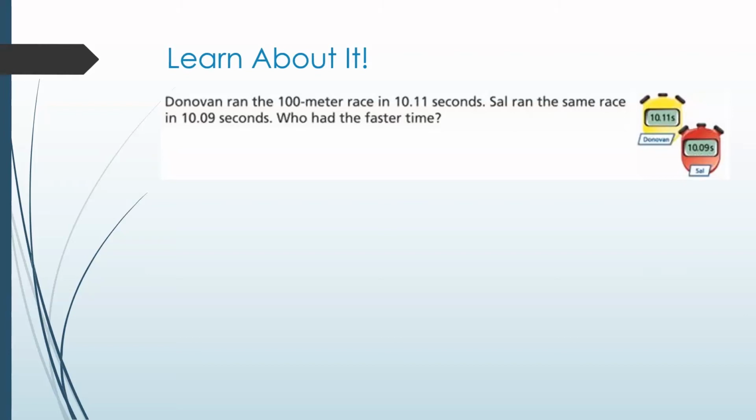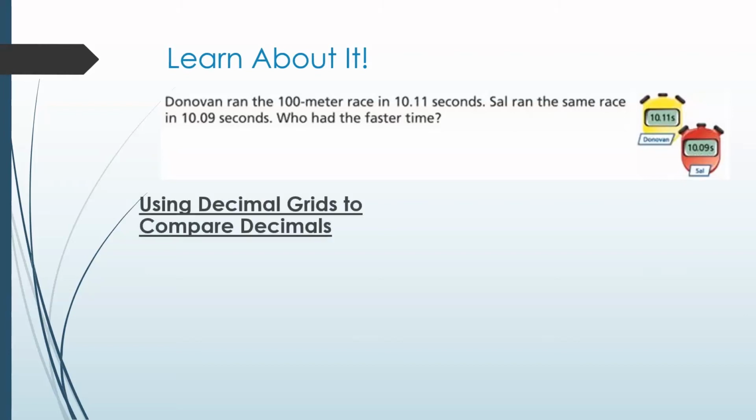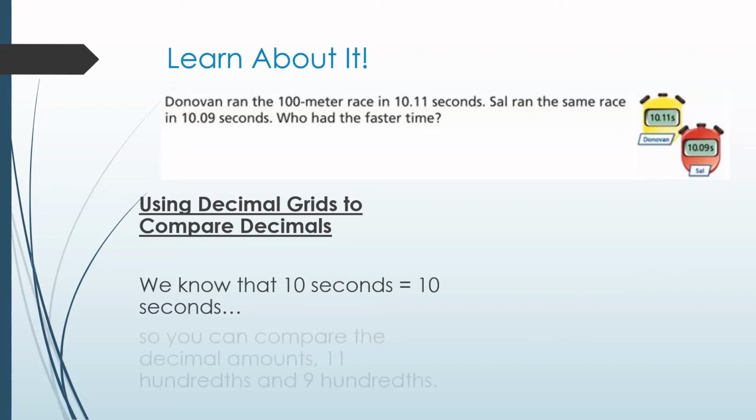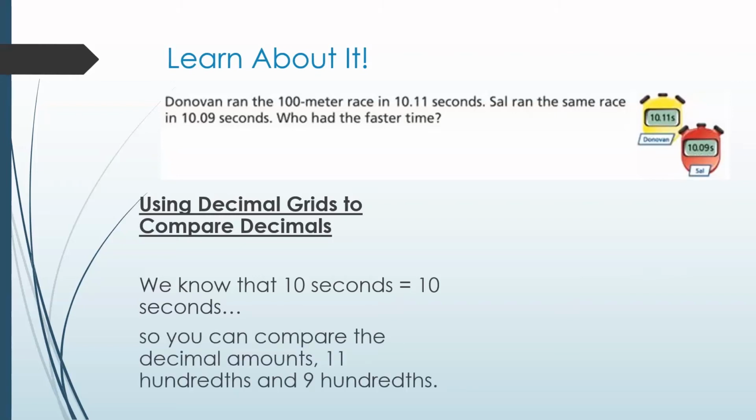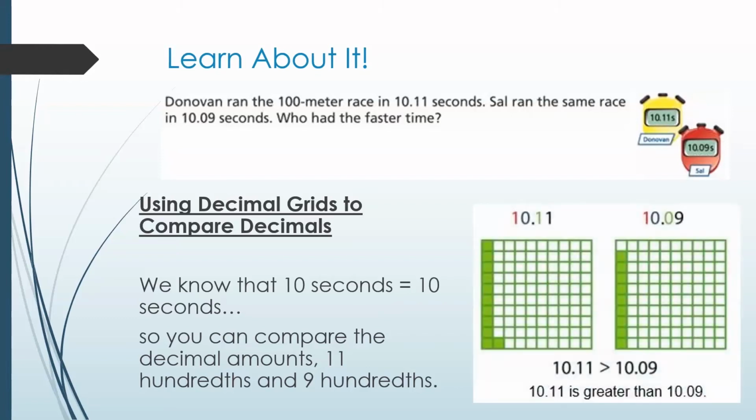So we're going to go ahead and take a look at this problem a few different ways. The first one being using decimal grids to compare decimals. We know that 10 seconds equals 10 seconds. So you can compare the decimal amounts, 11 hundredths and 9 hundredths. We can use decimal grids to show this.